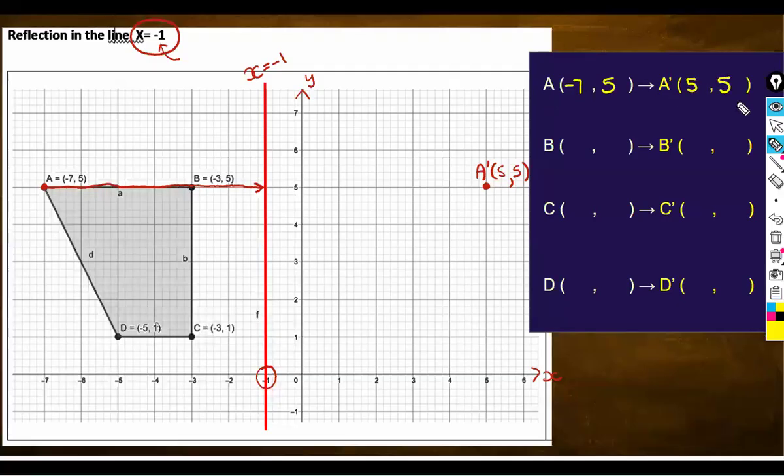You think you all could do the same thing for point B? Start at point B. And of course, count how many blocks it is on this side, and then it will be the same amount of blocks on the other side.